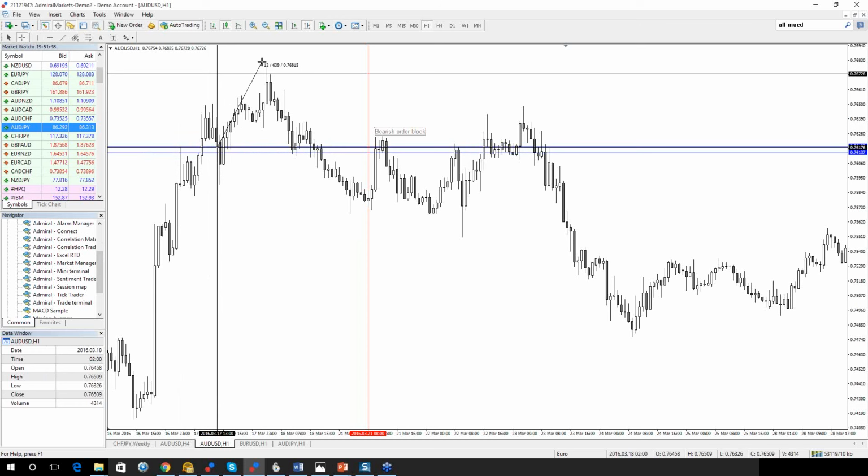Look, 60 pips, it's not false. On intraday time frames, 60 pips is good.